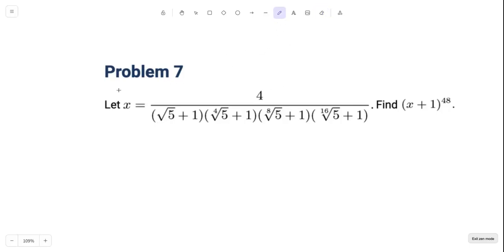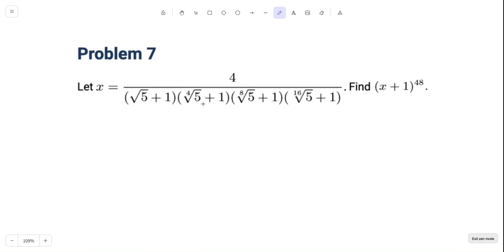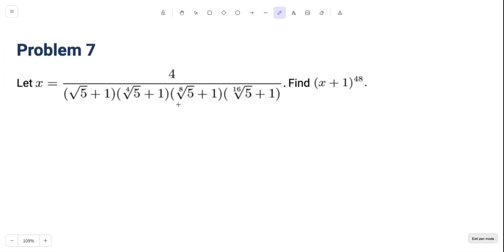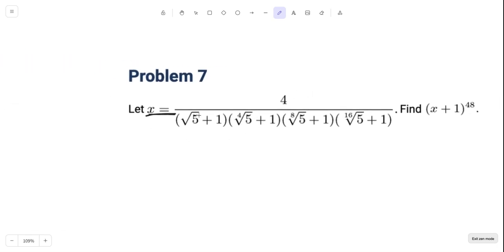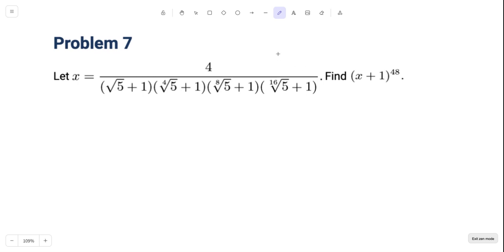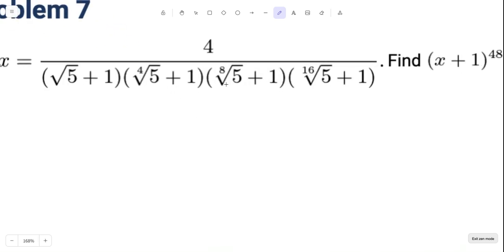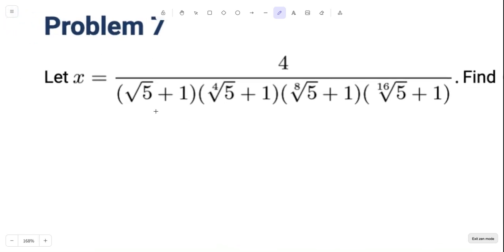I'm going to go over the 2005 AIME II number 7. So let x be this complicated fraction, which is 4 over the product of square roots plus 1. Okay, and it's asking us to find x plus 1 to the 48th power, where this is x. Right. So first of all, we'll have to somehow simplify x, which is the denominator.